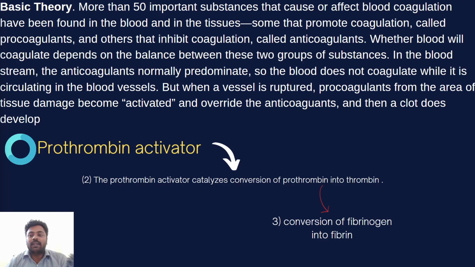Prothrombin is a plasma protein. It is usually present in normal plasma in a concentration of about 15 milligrams per deciliter. It is an unstable protein that can split easily into smaller compounds, and one of these smaller components is thrombin. When prothrombin activator activates the prothrombin, prothrombin is converted into thrombin.